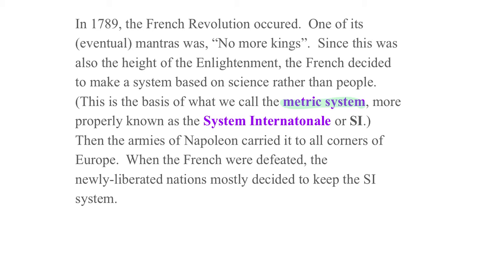Then the armies of Napoleon carried that SI system to all corners of Europe. And then eventually the European powers carried it to wherever they colonized. But when the French were defeated, the newly liberated nations mostly decided to keep the SI system. Why? Because it's expensive to go back and forth, and it's actually convenient to have a common system of measurement. So before Napoleon, nobody would be able to agree on it, but once it had been imposed by force, it was recognized as being convenient to have. And so the countries just unofficially kept it rather than do the agony of going back again.